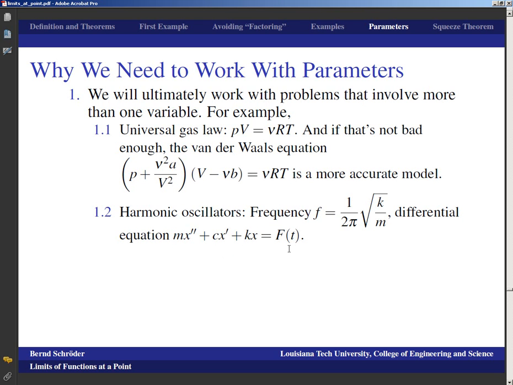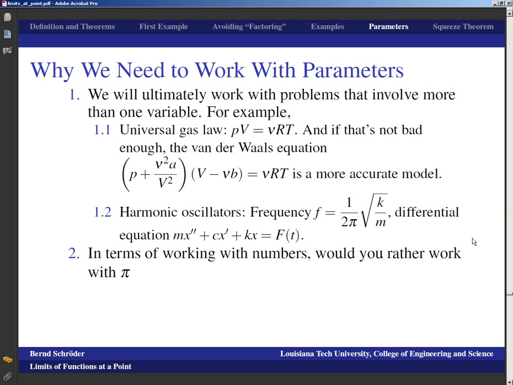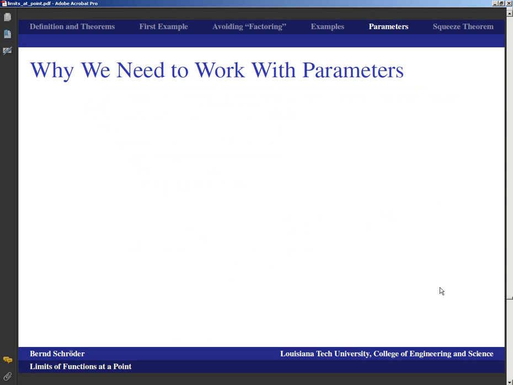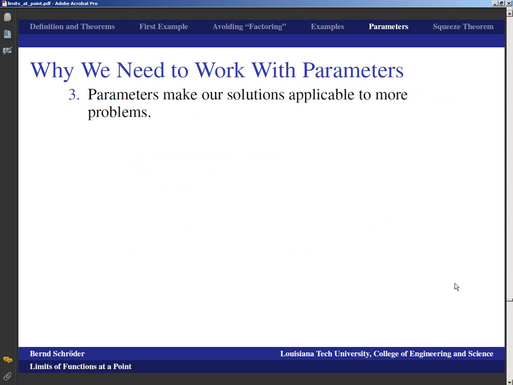The idea is I just want to show you that there's an awful lot of neat stuff that we can describe, but we need to be able to work with more complicated equations. Finally, even if we just work with numbers, would you rather work with the symbol pi, or would you work with 3.141592535897993? I'd rather work with pi. Okay. Other things, parameters will ultimately then also make our solutions applicable to more problems.